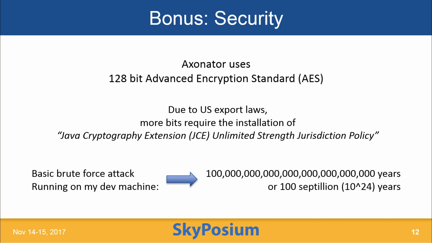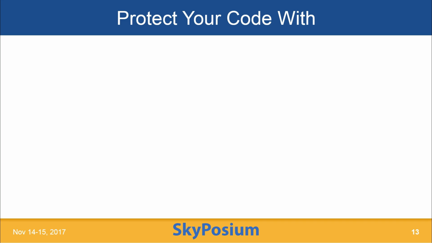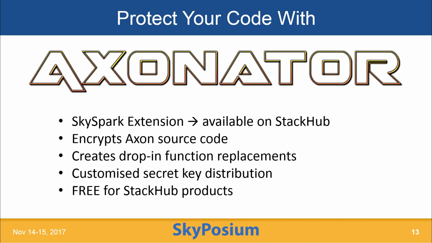Now, security is all about raising the bar of discouragement, and I think you'll find Axonator raises it pretty high. And that's Axonator. Let's recap the main points. Axonator is a SkySpark extension and is freely available on StackHub. It encrypts Axon source code, creating drop-in replacement functions. Encryption introduces a secret key, and how that is distributed is entirely up to you. Note that use of Axonator is entirely free if you distribute the secret key via a StackHub license file.